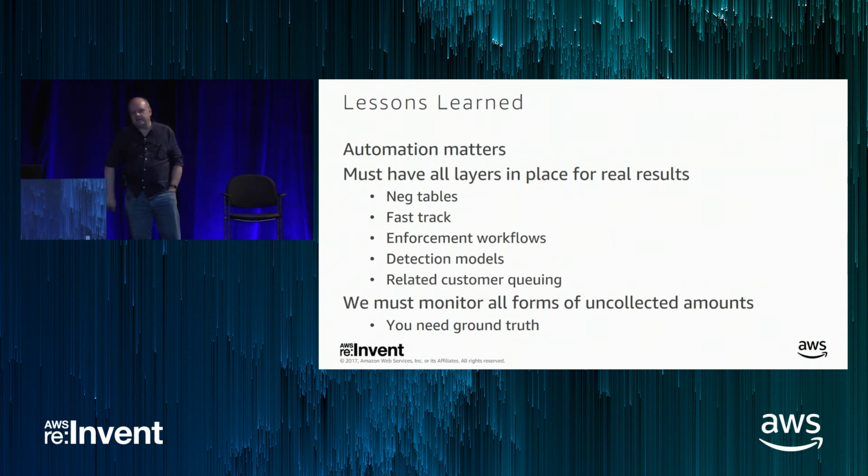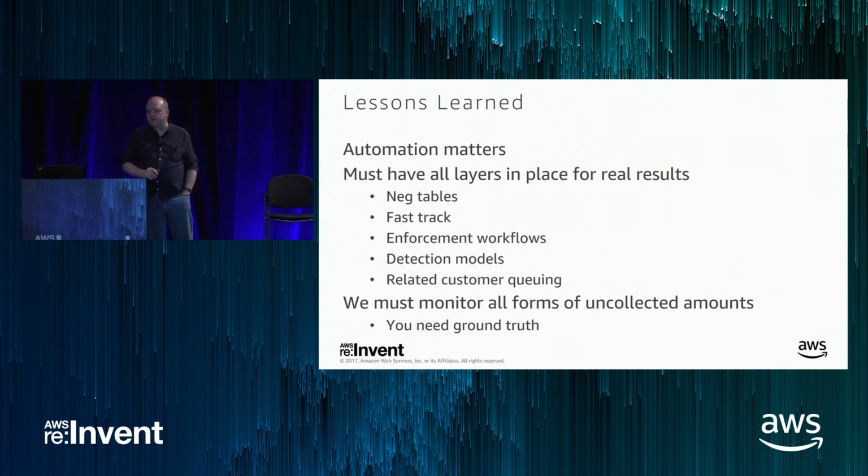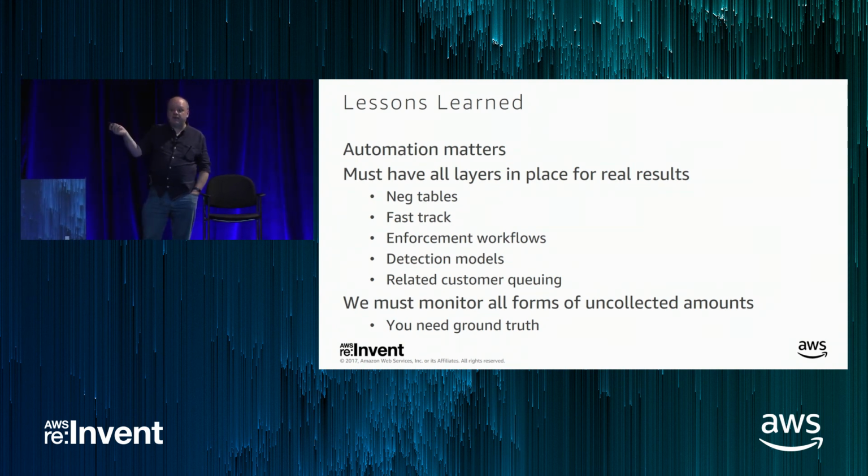And for AWS, it's monitoring all forms of uncollected amounts to be able to get to a ground truth so that you can answer the question of, how do you know there's not more fraud out there? There could be all kinds of fraud and you're just not catching it. And so for us, it was monitoring all the uncollected amounts and dialing that in so that we could know exactly what could be fraud and what was not fraud.